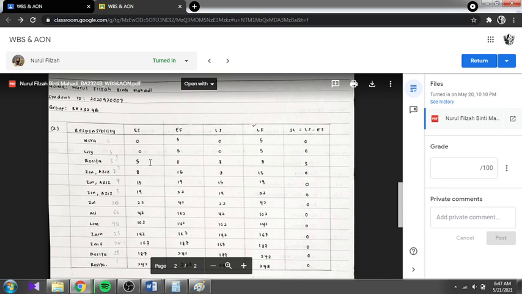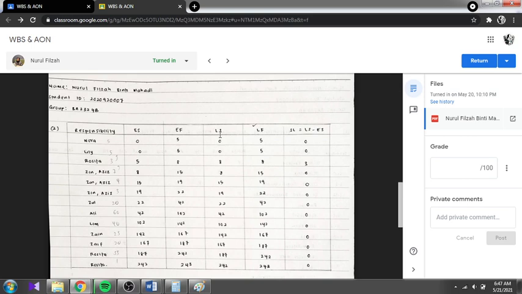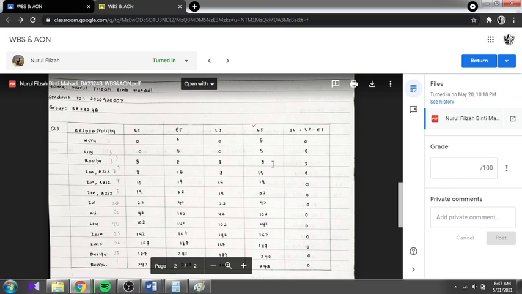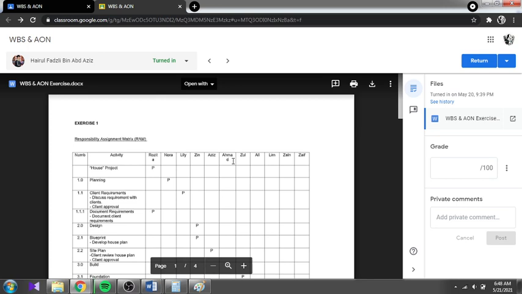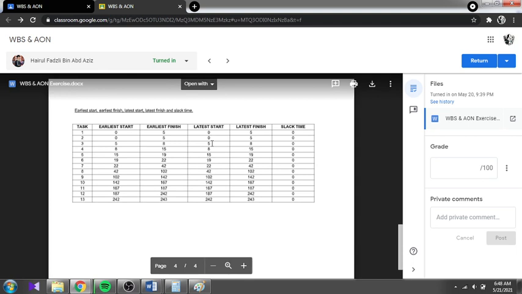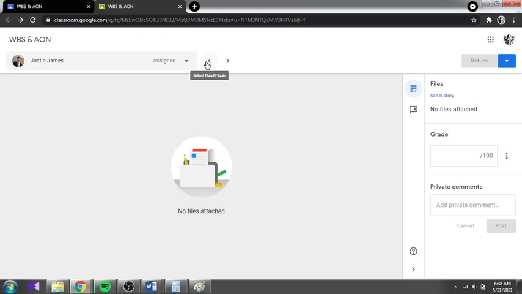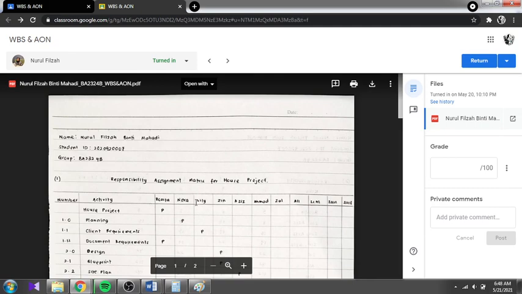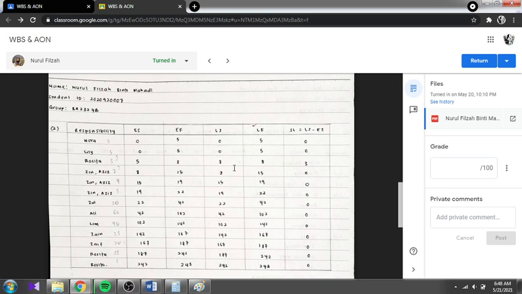Correct? So if you pick this, it should be the latest start minus earliest start and the latest finish minus the earliest finish, the result is gonna be the same. Okay, ni nampak sebab dia ambil the latest start minus the earliest start. Latest start tolak earliest start still 0. Latest finish tolak earliest finish also 0. So something wrong with Filzah punya ni. This should be 5 here on activity number 3 ni. Okay, kejap.